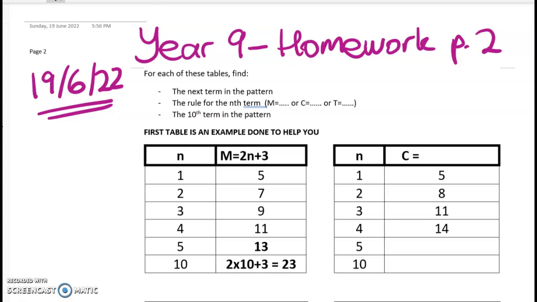Hello Year 9, this is page 2 of the homework booklet, and this page was all about how to find the rule for a linear pattern and then how to find terms in the pattern. So I'm going to go pretty slowly.